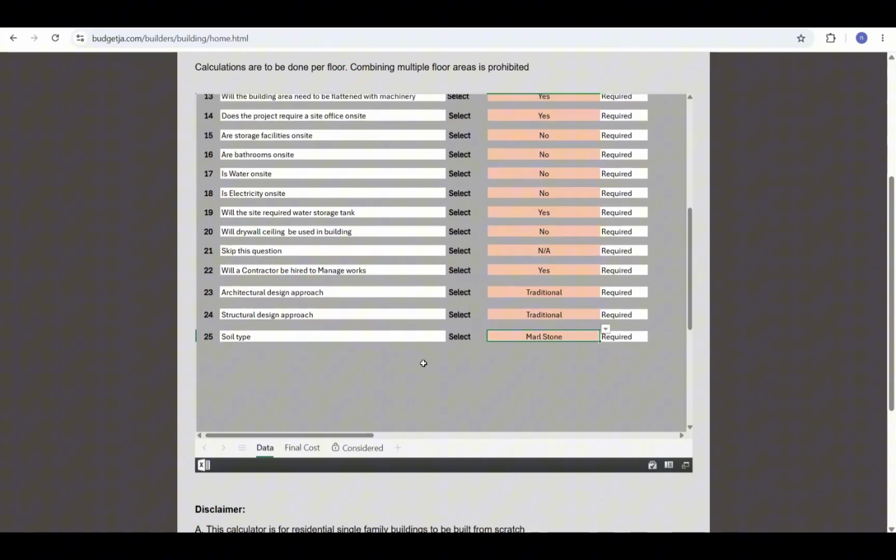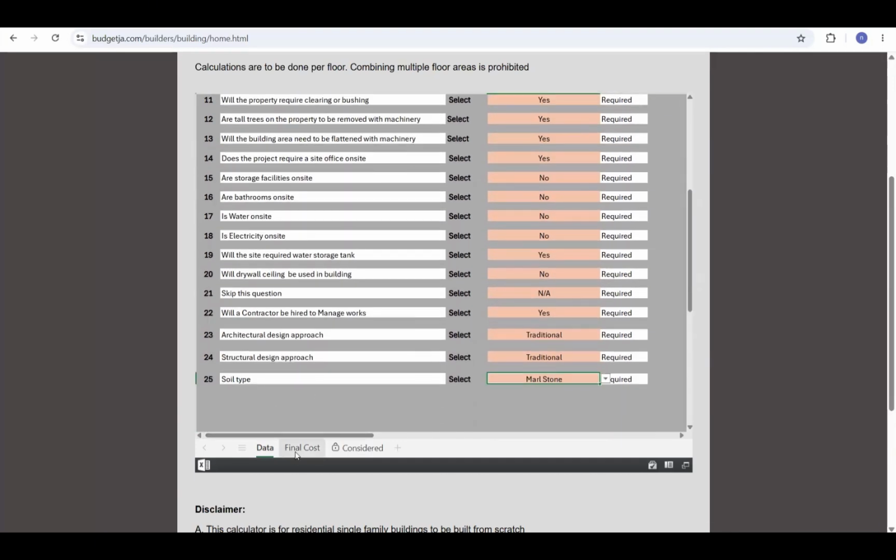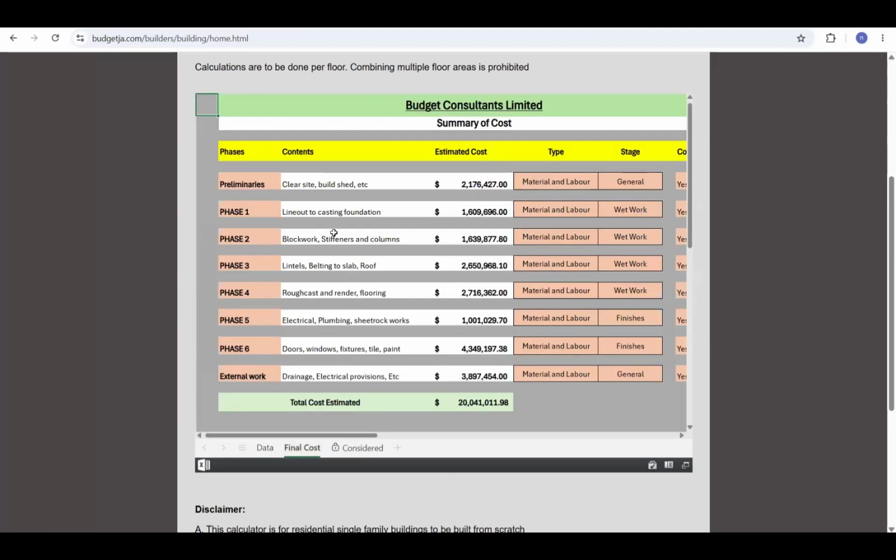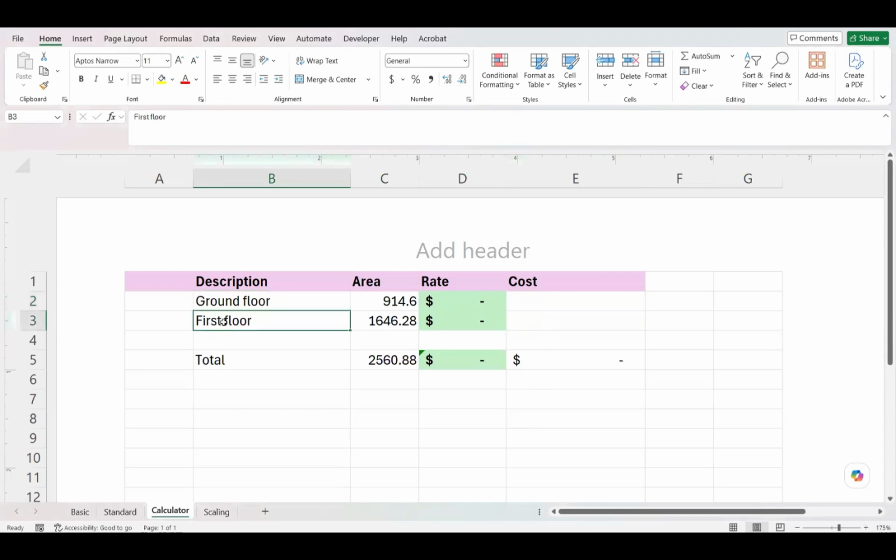And in this case, I'm going to use milestone. So upon putting in all those, I am able to get a final result. And in this case, it is saying that the basement floor is going to come in roughly about 20 million. Now, I would have had ground floor here.